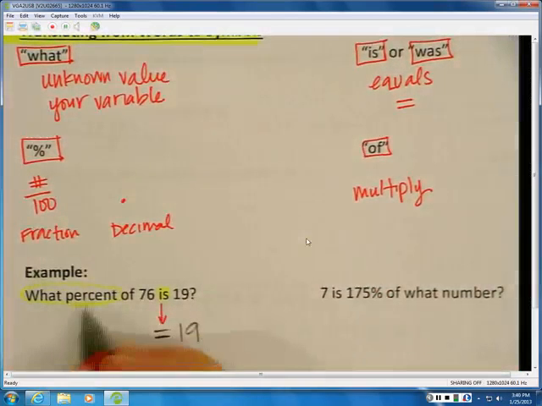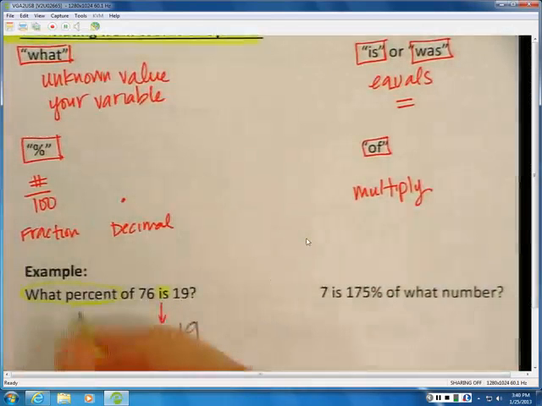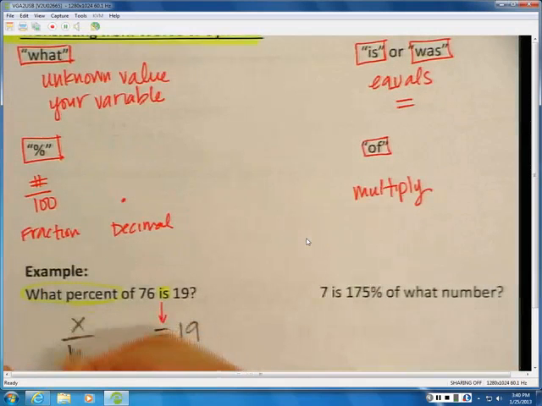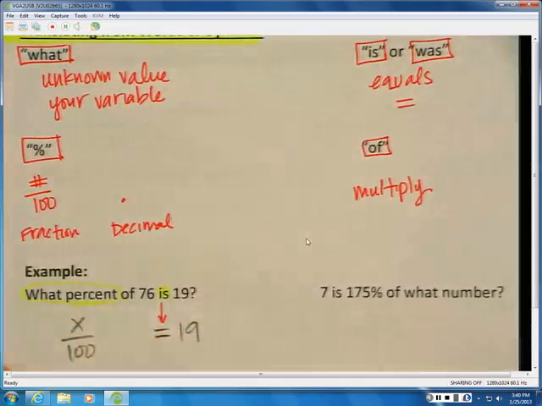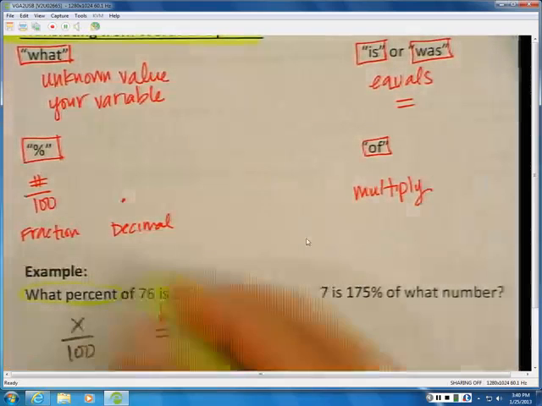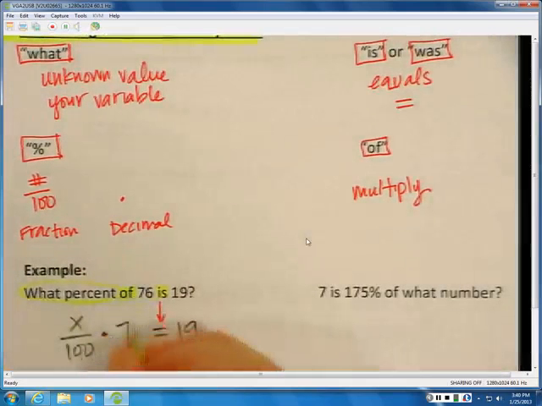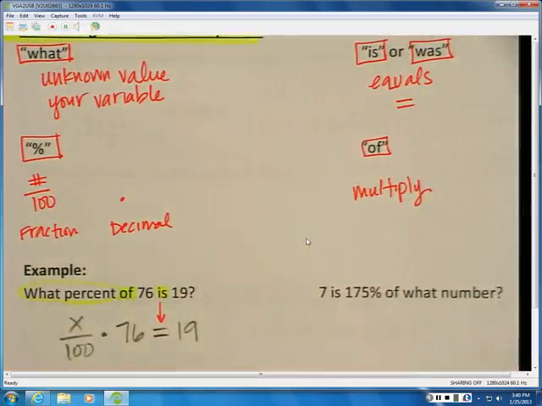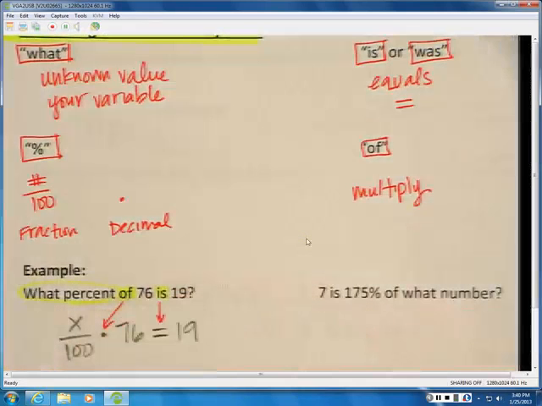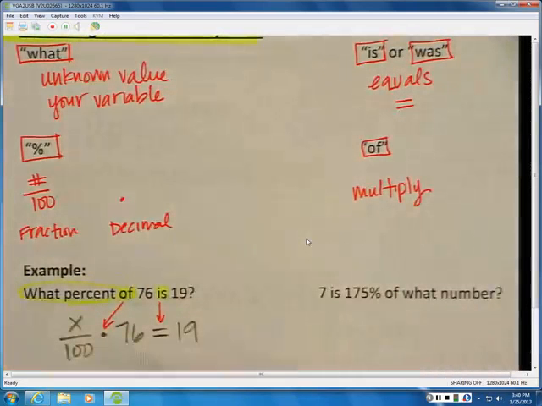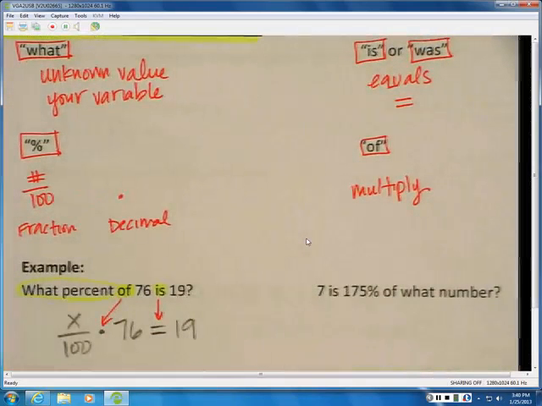And I know how to write percent. Percent is something over 100. Right? So this is some unknown value over 100. And then of is my clue that I need to multiply. And I'm multiplying that by 76. So what percent, that's something over 100, of, I'll draw an arrow to that here, what percent of 76 is 19? I've taken my sentence and I have diagrammed it directly to an equation.